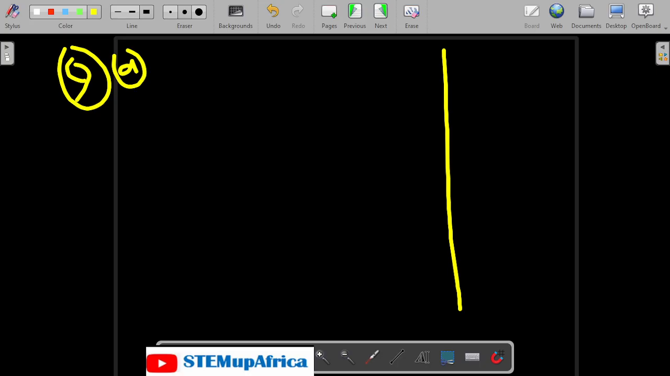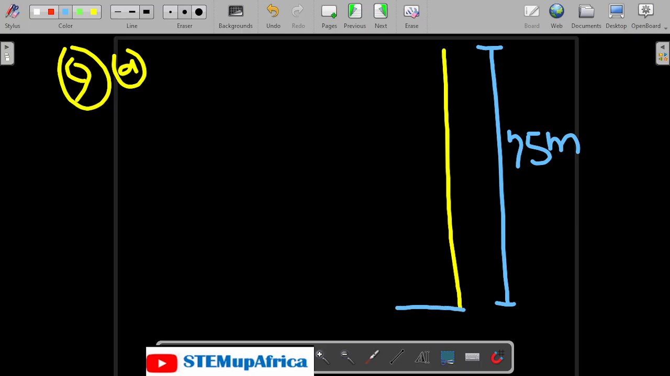So the angle of elevation of a 75 meter tower from a ship. The height of the tower is 75 meters, so from here to here is 75 meters. It says from a ship and boat. It's given that the ship and the boat are on horizontal ground with the tower. So this is the base of the tower, the ground of the tower.